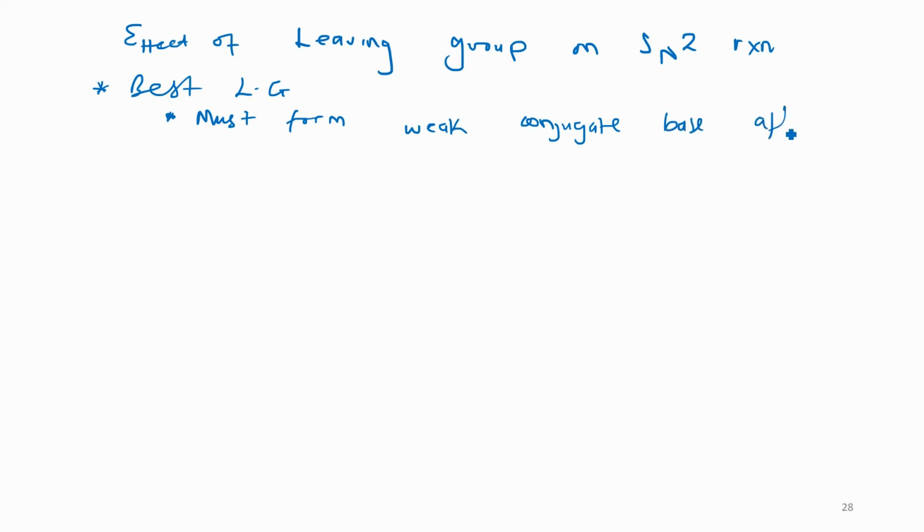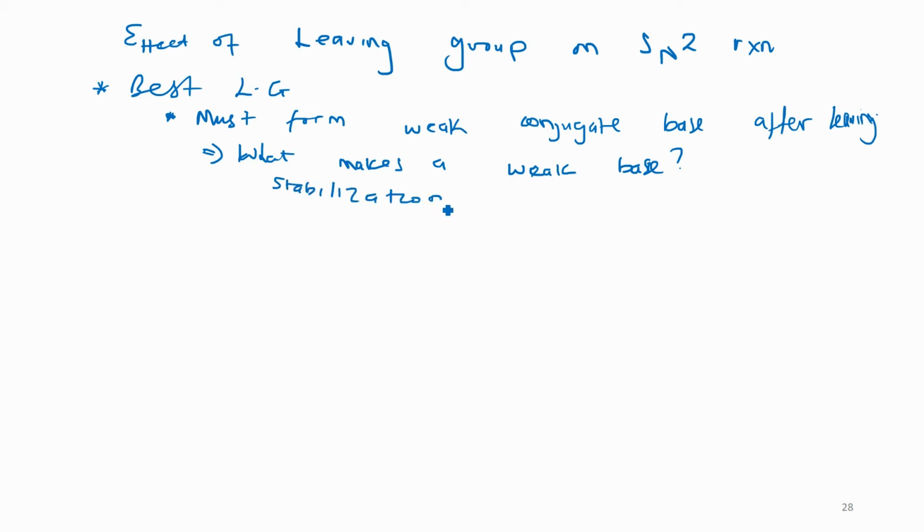Must form weak conjugate base after leaving. Like, I can't emphasize this enough. But you guys know what makes a weak conjugate base. What makes a weak base? Let's just say what makes a weak base. It's going to be stabilization by, I think we said, resonance.